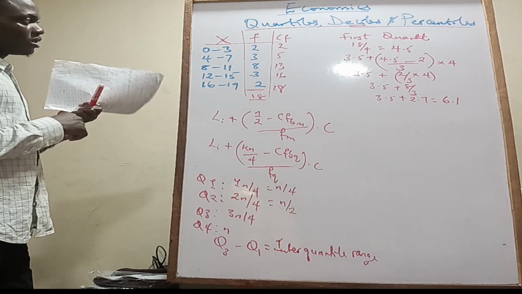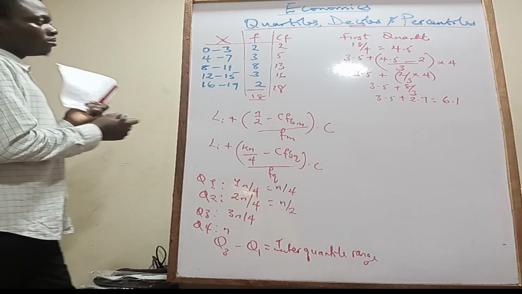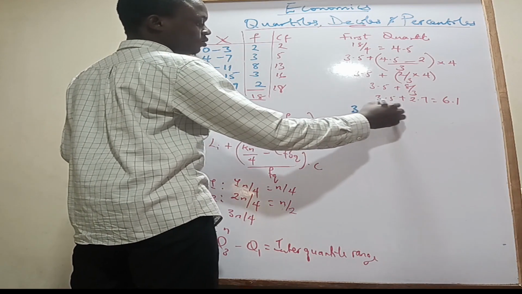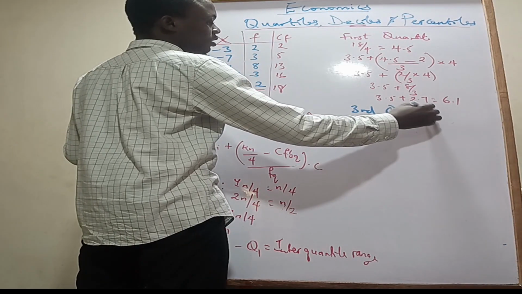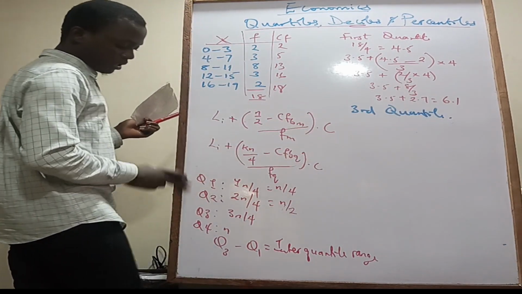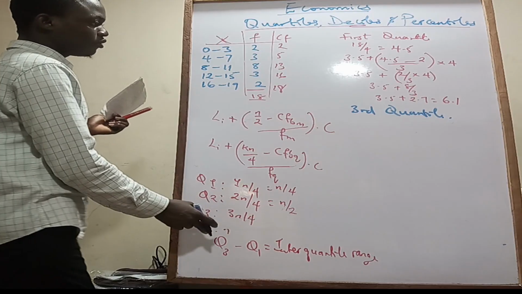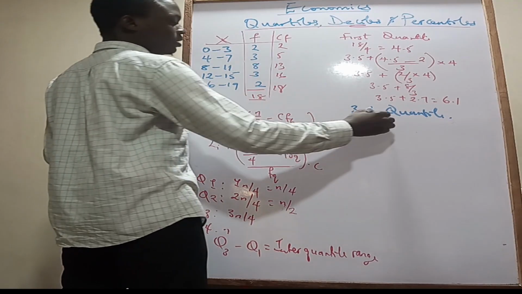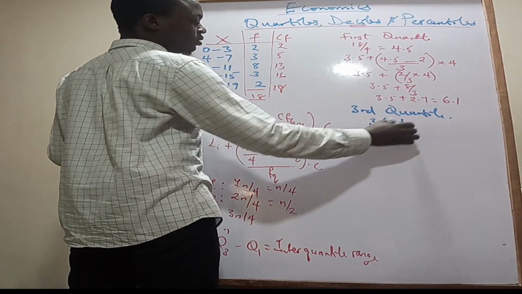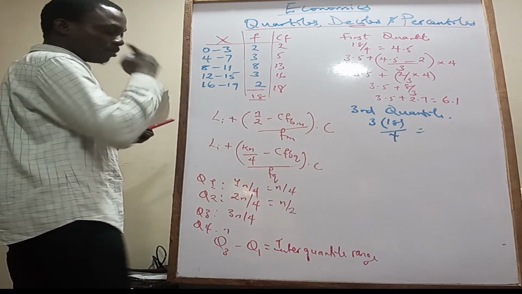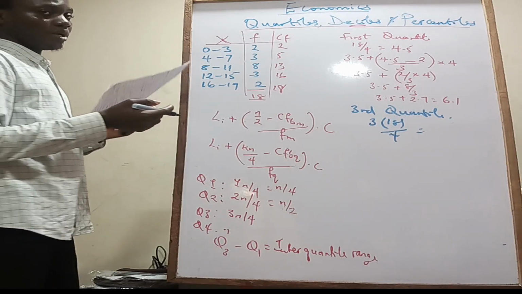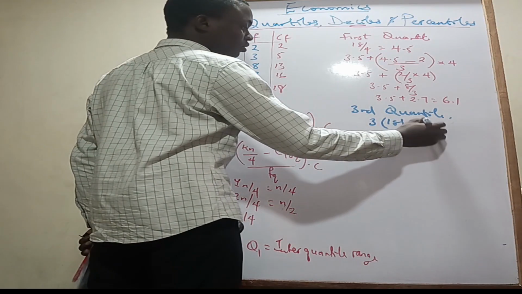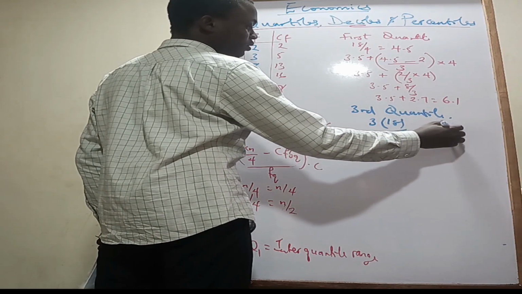So let's look for our third quartile. For our third quartile, what we have to do is 3n over 4. Let's figure that out first. 3n, 18 divided by 4. 18 over 4 is 4.5. 4.5 multiplied by 3: 4 times 3 is 12, 3 times 0.5 is 1.5, so 13.5.